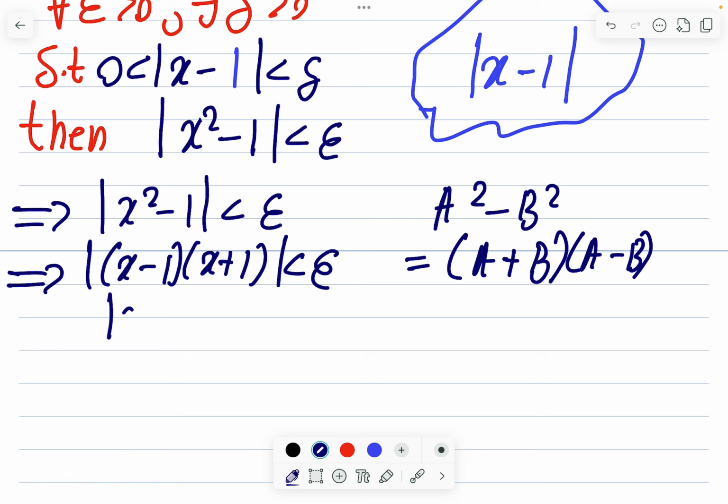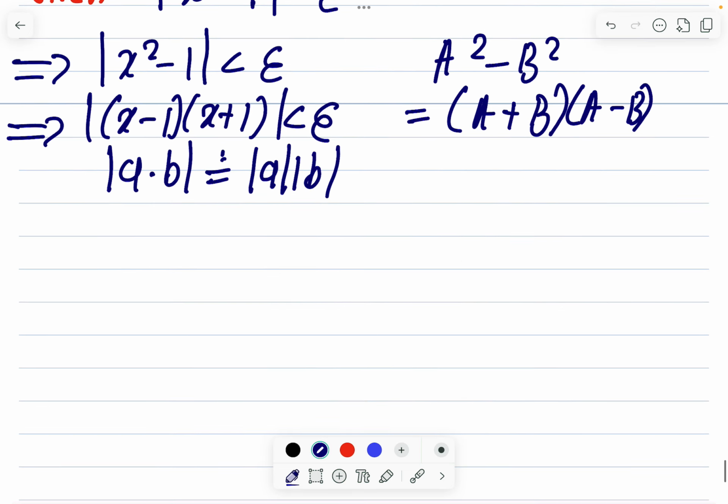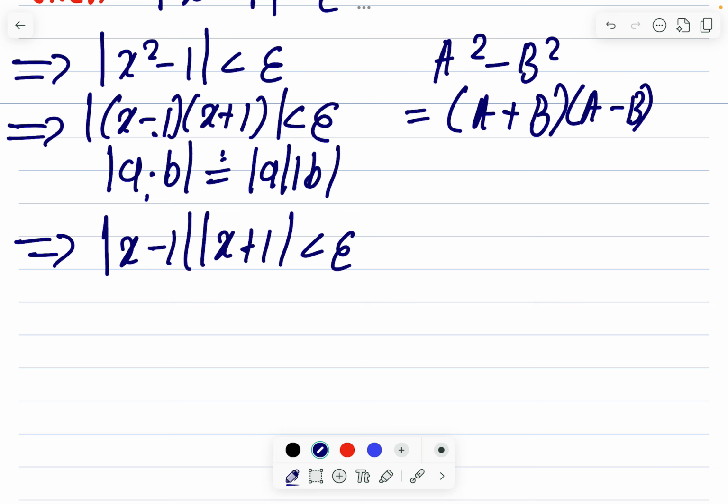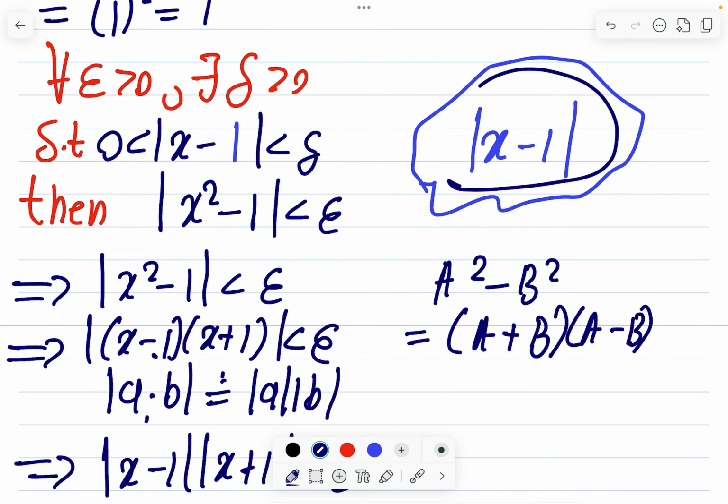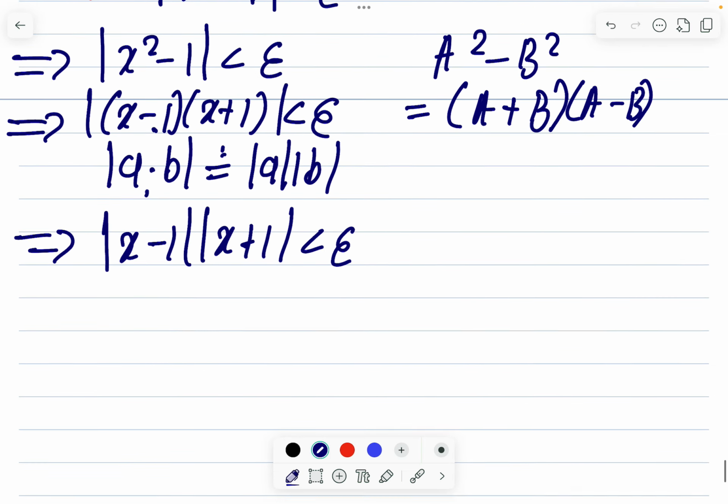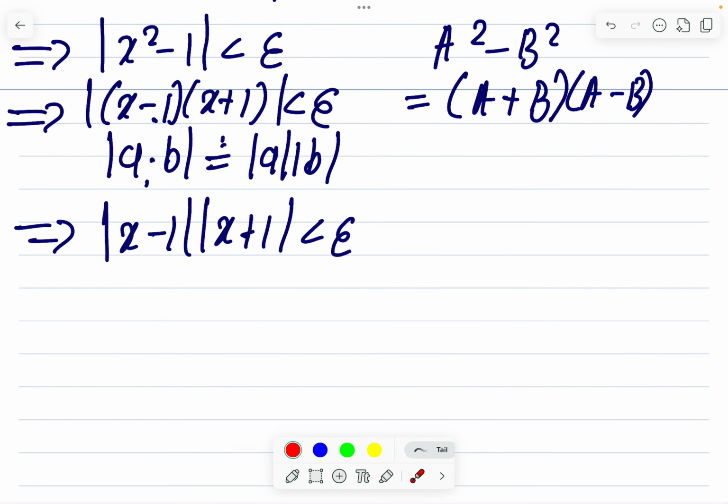So I told you the absolute value of a multiplied by b equals the absolute value of a multiplied by the absolute value of b. So in that case, we are going to apply this here. Understand? Meaning we are going to have the absolute value of x minus 1 and the absolute value of x plus 1. Remember, our goal is to find the absolute value of x minus 1, not x minus 1, the absolute value of it. Meaning our goal now is to find what?